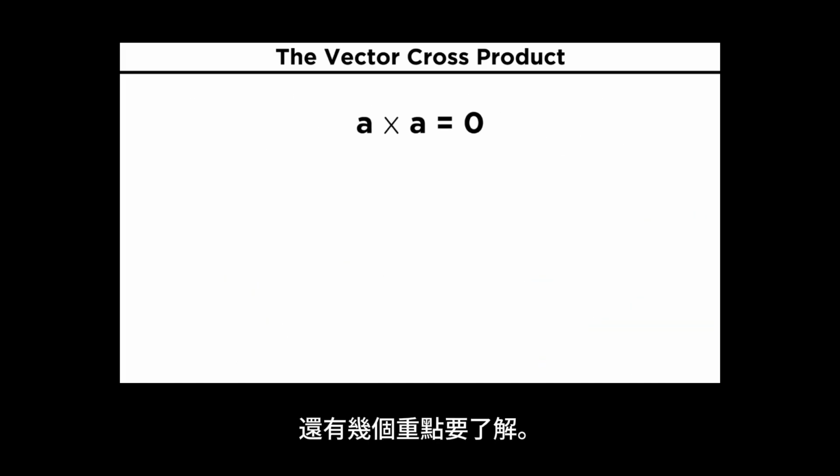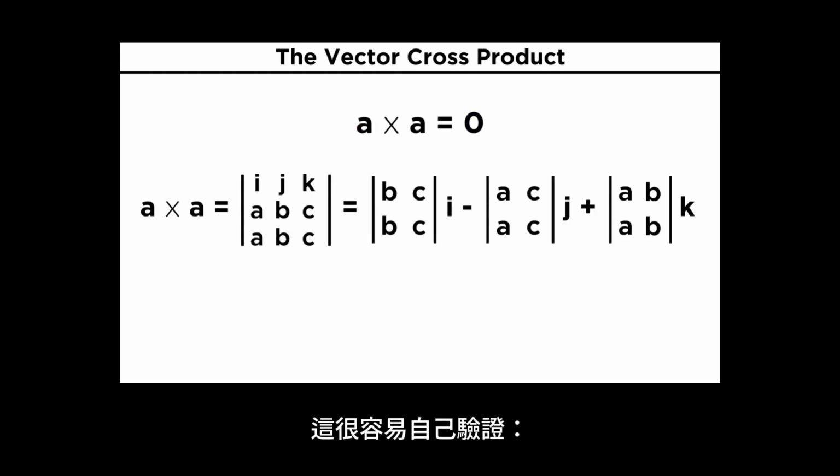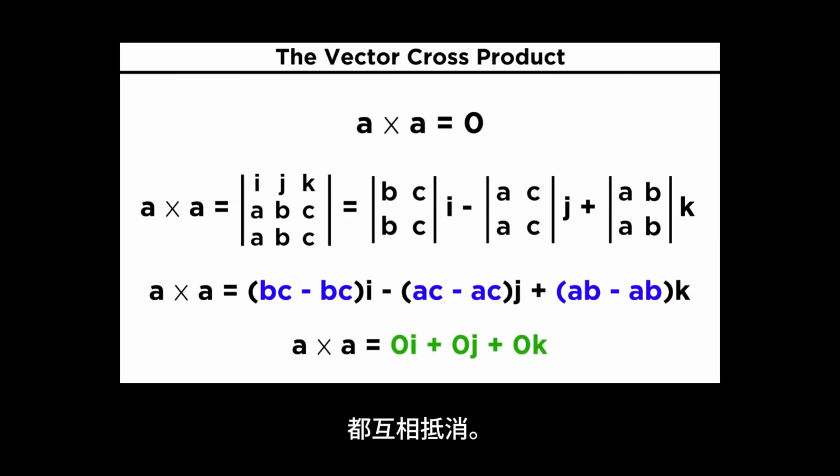There are a few other key points to understand about cross products. First, if you take the cross product of a vector and itself, like A cross A, you will always get 0. This will be easy to prove to yourself if you work out the determinant just as we did before and see that all the terms cancel out.